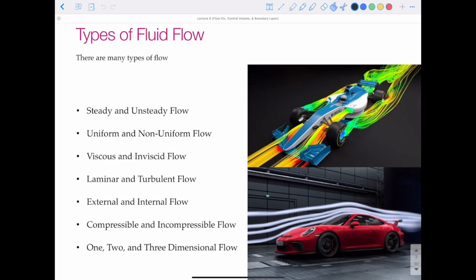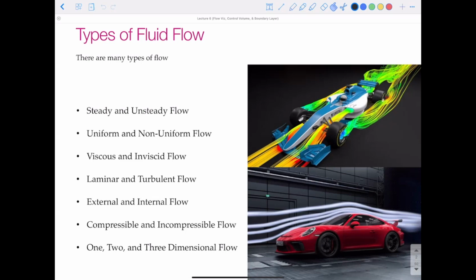There's external and internal flow. There's compressible and incompressible flow. And there's 1, 2, and 3-dimensional, or just called multi-dimensional flow. So we'll go through each of these individually, but these are some of the basic distinctions and different types of flow. And flow can have multiple of these. We can have inviscid laminar flow. We can have steady external laminar compressible flow, and so on.